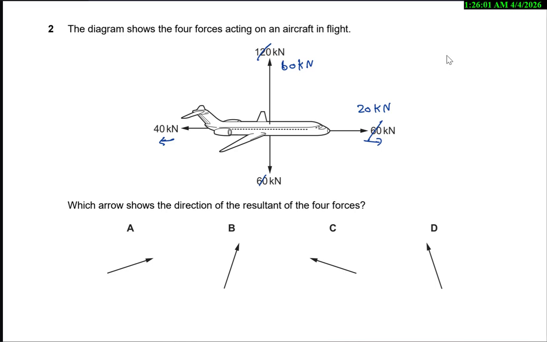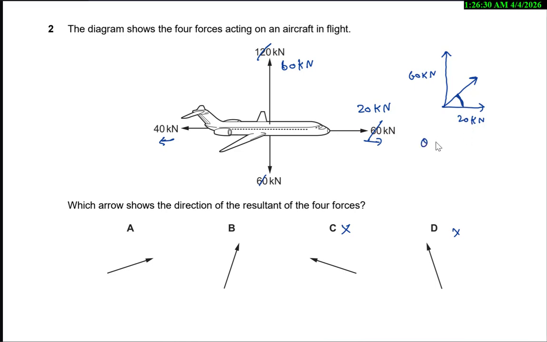To find the direction of the resultant, we will draw the vector diagram. 60 kilonewton, 20 kilonewton. It means the resultant vector would be here. So as you can see, A and B both are having same direction. C and D is wrong. So to find the exact answer, we will find the angle.